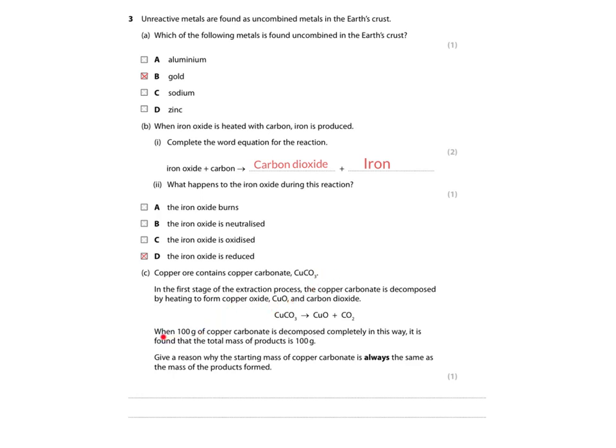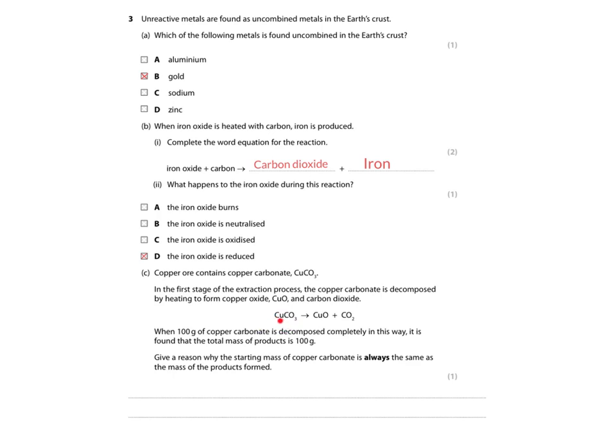And then it says when 100 grams of copper carbonate is decomposed completely in this way, it is found that the total mass of the products is 100 grams. Give a reason why the starting mass of copper carbonate is always the same as the mass of the products formed. This is due to a law called the conservation of mass, which states that the mass will not change. We've still got the same number of atoms.